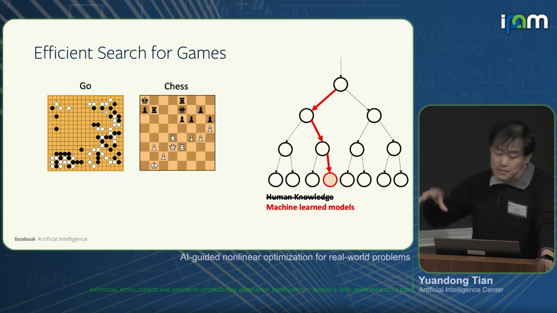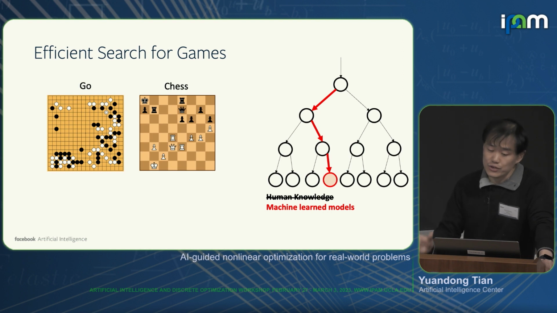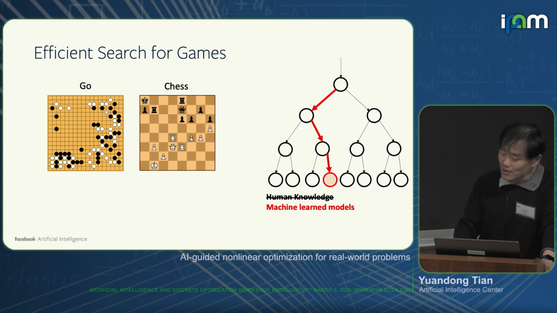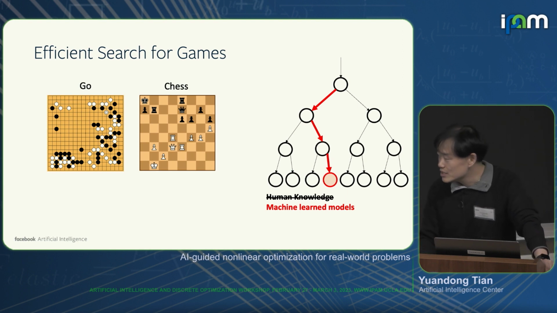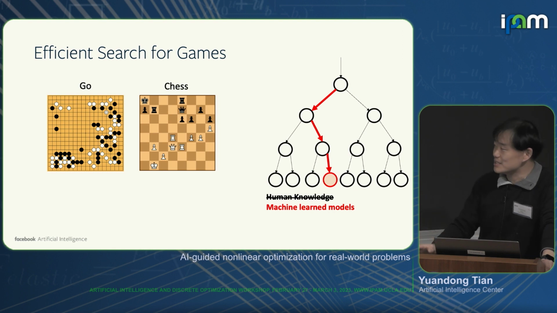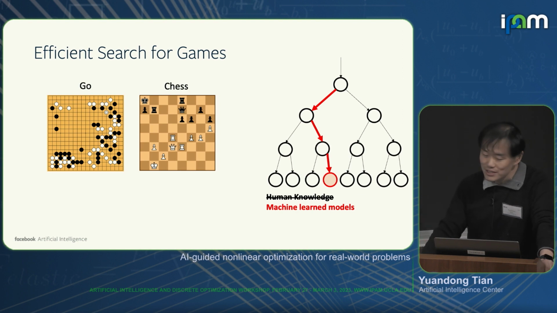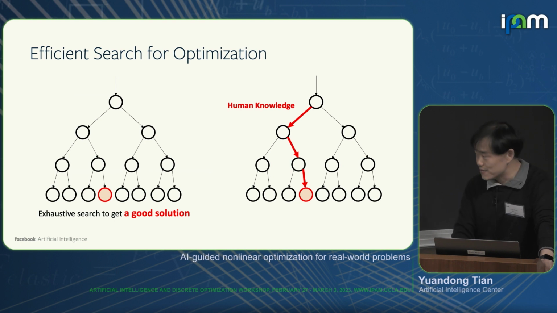So if you think back to the game side, how can we leverage this game paradigm for optimization? In games, what's happening is that we replace human knowledge with machine learning models, right? For example, we replace the choice of actions with a machine learning model called the policy network. We also replace the evaluation of the board situation with machine learning models, which are the value functions, right? And we can leverage that to get good solutions faster, in a short amount of time.